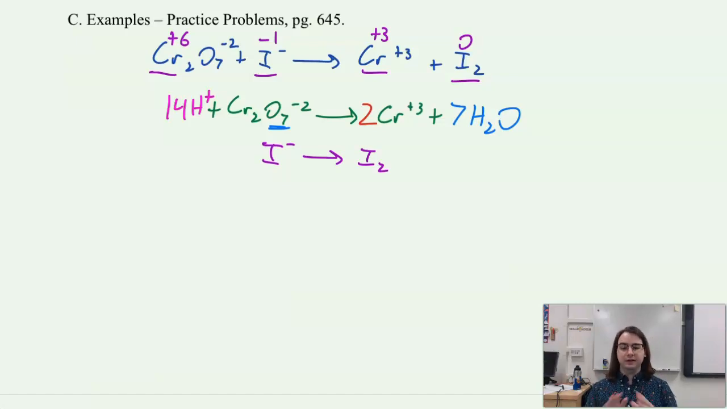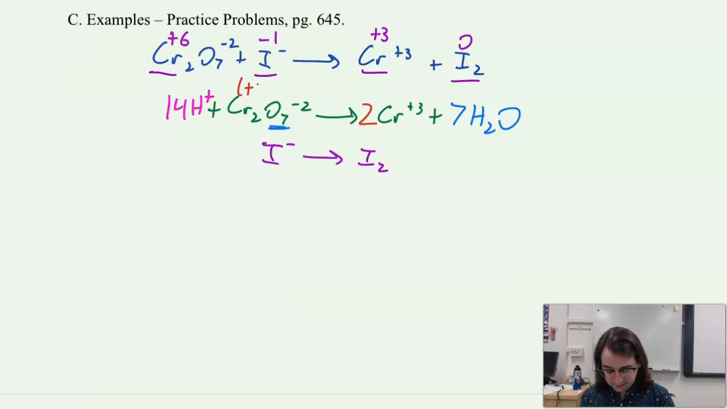Okay, so now that I have everything where it wants to be, now I'm going to balance charge. And I'm going to do charge in, let's do red. So let's count up the charge first before we even move. What's the charge on the left side? Let's see, I have 14 plus, and I have 1 minus 2. So that means that should be plus 12.